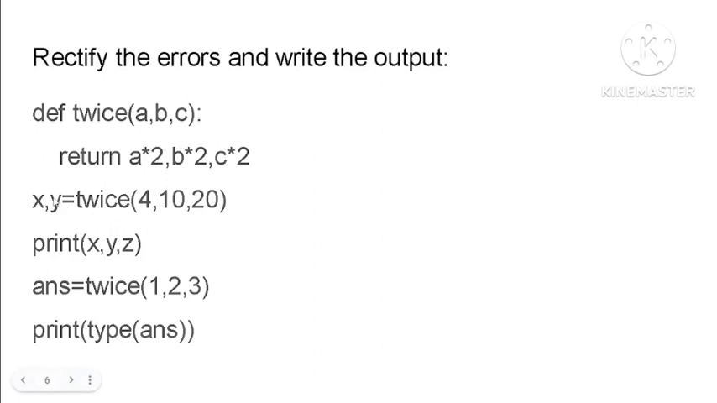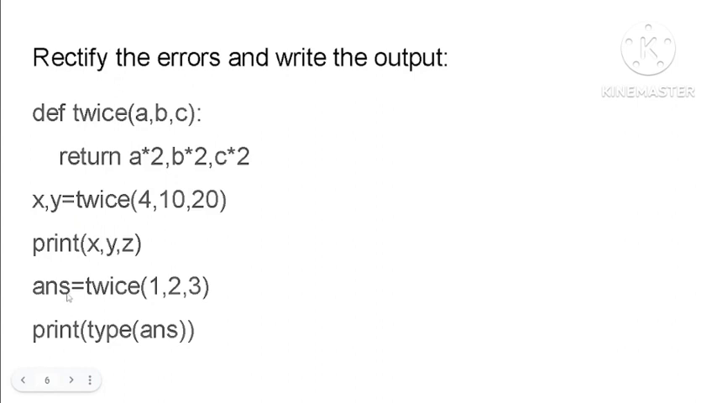Or you can give a single variable, where the 3 values will be given as a tuple to this x. Simply give x is equal to twice of 4 comma 10 comma 20. Right? The 3 values will be passed as a tuple to x. Here they are printing x comma y comma z. So you are supposed to give a z here. So there are 3 values which will be passed here.